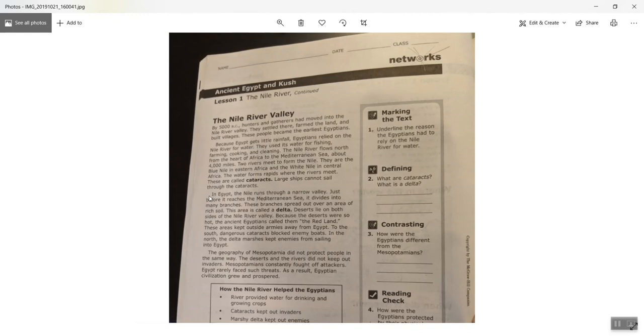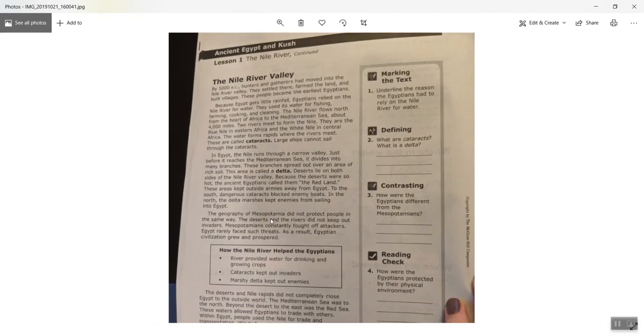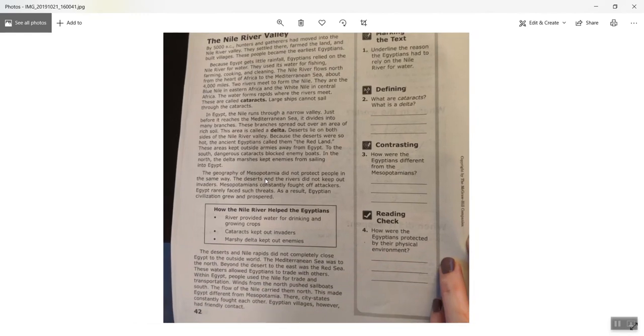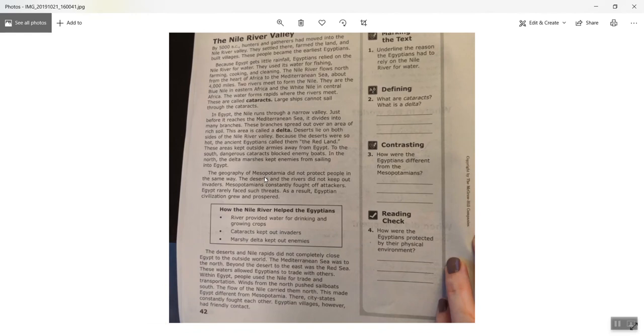In Egypt, the Nile runs through a narrow valley. Just before it reaches the Mediterranean Sea, it divides into many branches. These branches spread out over an area of rich soil. This area is called a delta. Deserts lie on both sides of the Nile River Valley. Because the deserts were so hot, the ancient Egyptians called them the Red Land, like red hot. Get it? These areas kept outside armies away from Egypt. To the south, dangerous cataracts blocked enemy boats. In the north, the delta marshes kept enemies from sailing into Egypt.